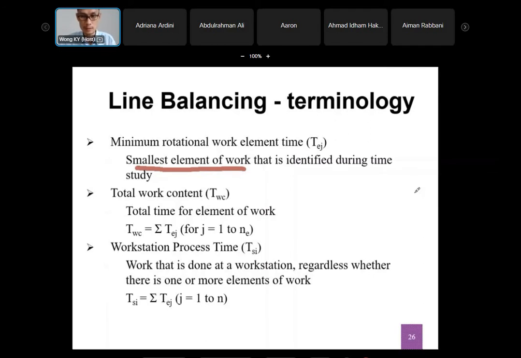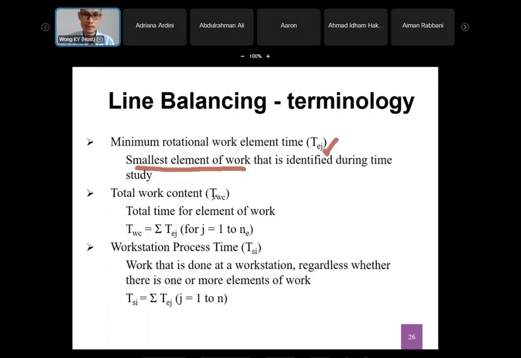You have taken work design time study before, right? I think last semester. So when we do time study, when we want to measure the time of a job, we don't measure the time of the entire job. We have to break down the job into the basic work elements first, and then we measure the time of each of the individual elements. So this is the work element we are referring to here. It is the smallest element of work identified during time study. So that is TEj.